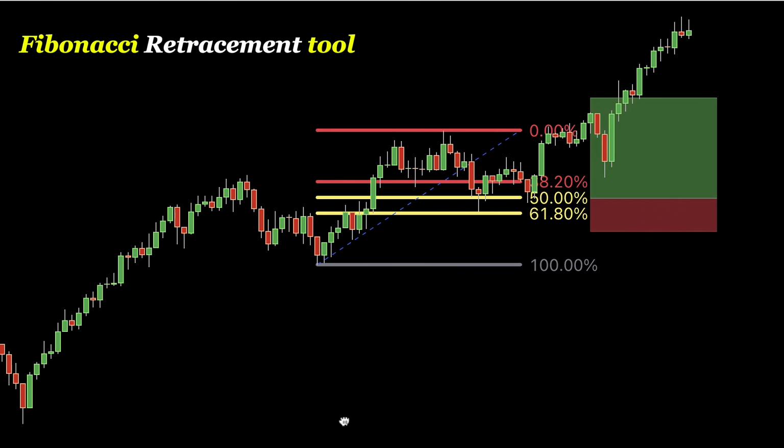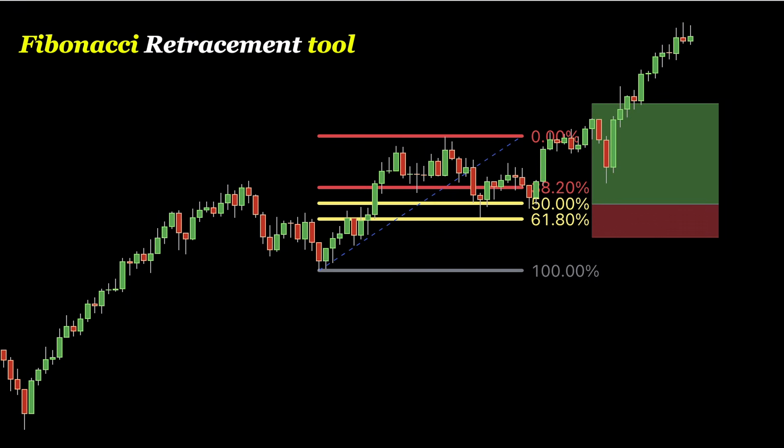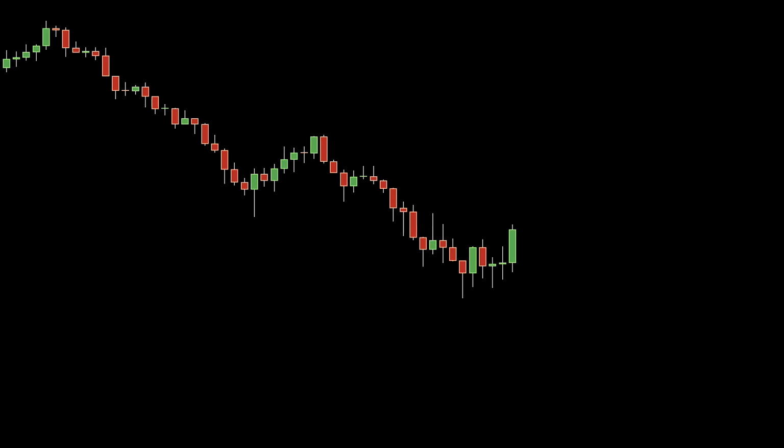If you prefer an aggressive entry, you can place a limit order within the golden zone without waiting for additional confirmation. However, keep in mind that this approach involves greater risk, although it also has the potential to deliver larger rewards.